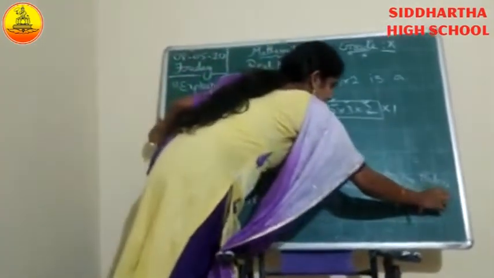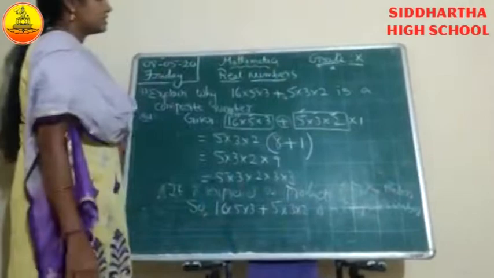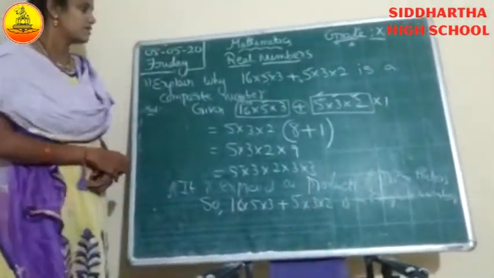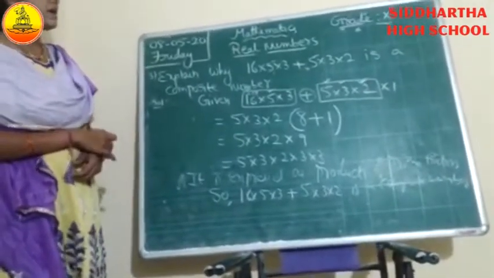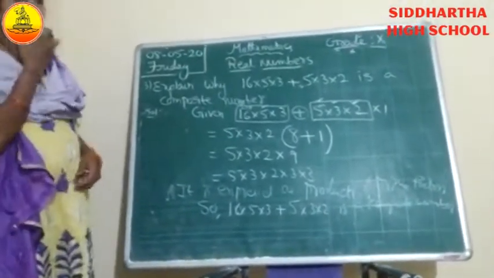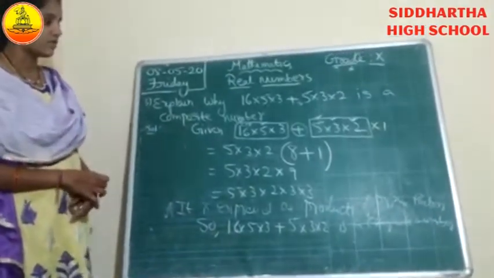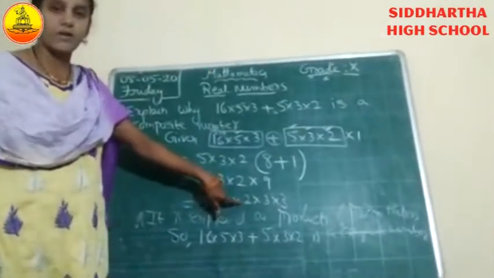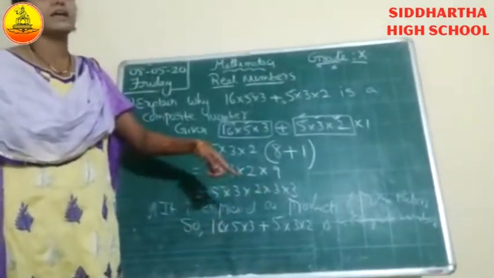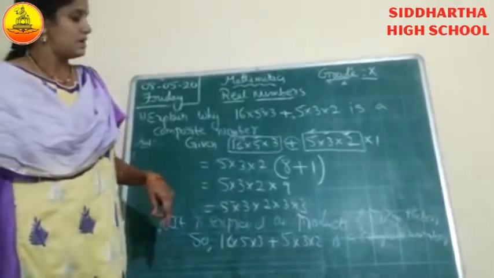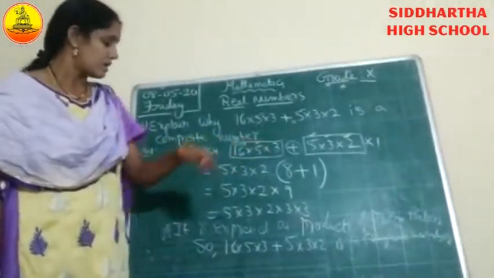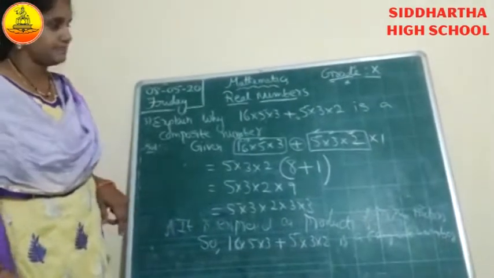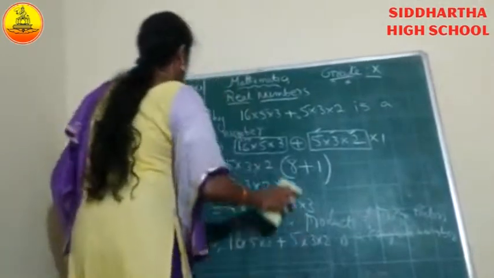Did you understand, children? Explain why 16 into 5 into 3 plus 5 into 3 into 2 is a composite number means you have to divide it into two parts. In the two parts, take what is common, and for what is left, check whether all the numbers are prime numbers or not. If any is not prime, make it a product of prime factors. At last, if the number is expressed as the product of prime numbers, we can say that it is a composite number. Did you understand? So we can see another sum based on this model.